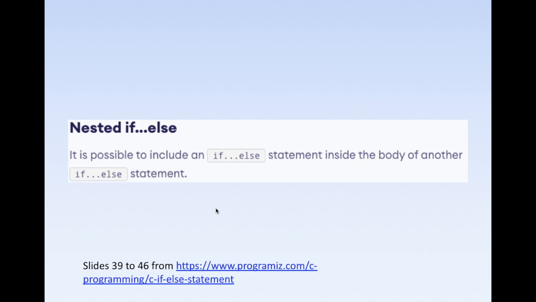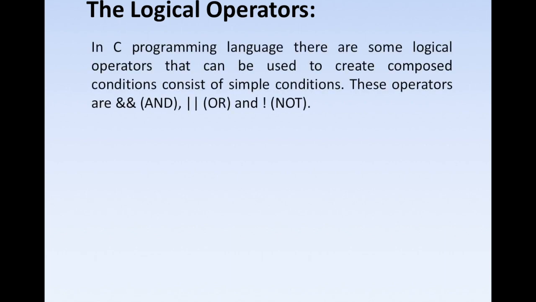So as we said, it is possible to include an if-else statement inside the body of another if-else statement. All right, that was a revision of if-else and more examples on if-else. Now the logical operators. In C programming, there are some logical operators: and, or, and not. So this is when you have more than one condition in a certain if.